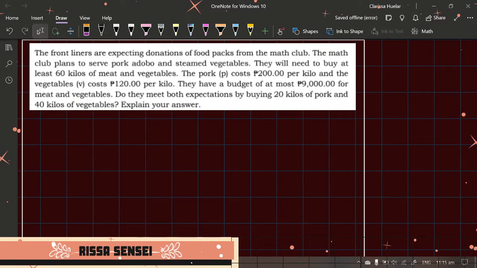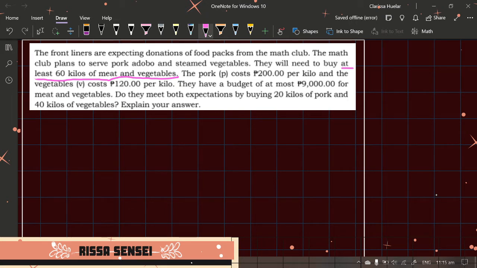This problem, sorry. Number one, the frontliners are expecting donations of food packs from the math club. The math club plans to serve pork adobo and steamed vegetables. They will need to buy at least 60 kilos of meat and vegetables. So meron na agad tayong inequality on the third sentence. So meron tayong at least.